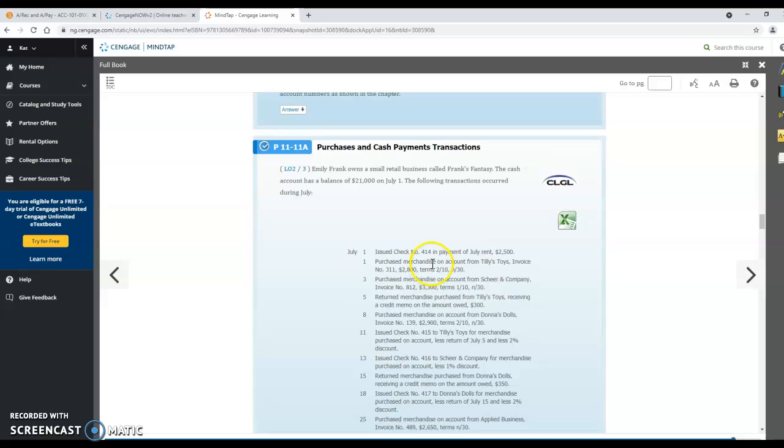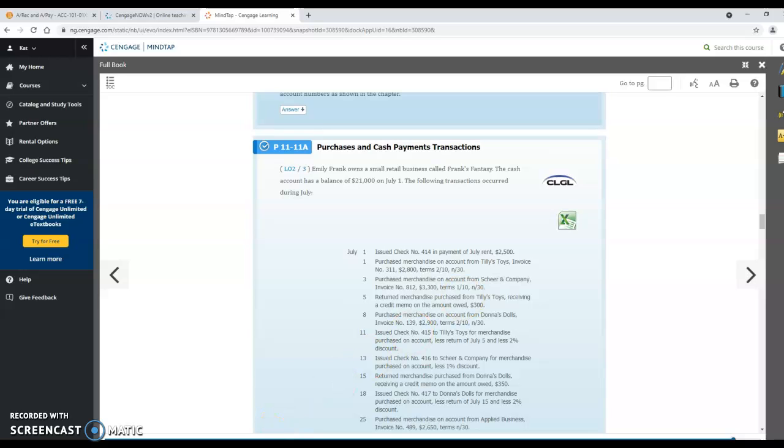So we're receiving inventory, and on the periodic inventory system, that means we're going to debit purchases. We're increasing the fact that we owe out to Tilly's Toys, a vendor, so we're increasing accounts payable, which is a liability. That's going to be a credit.